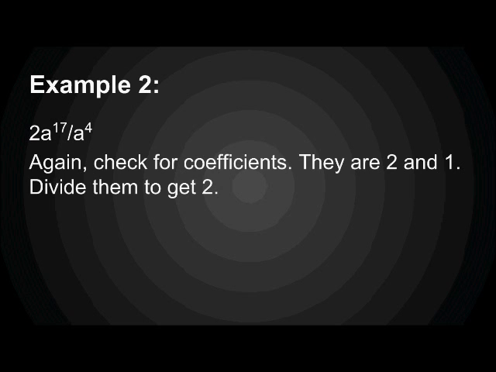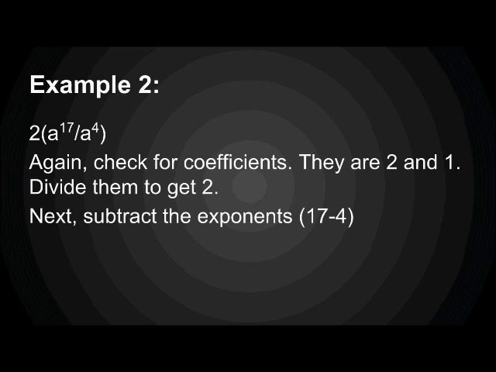Let's do another one. 2a to the 17th power divided by a to the 4th power. Alright. So again, you'll check for any coefficients. There are 2 and 1 here, so you divide them to get 2. And then you subtract the exponents at the top, 17 minus 4. So the answer is 2a to the 13th power.